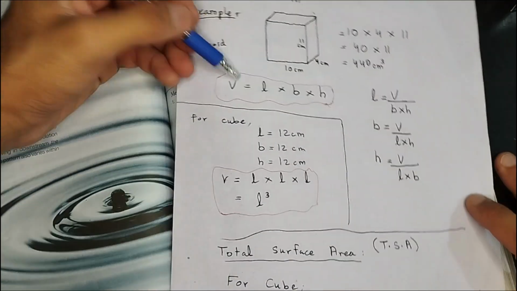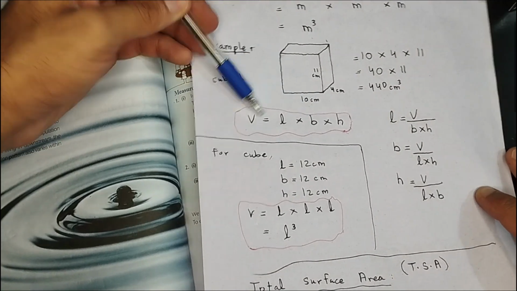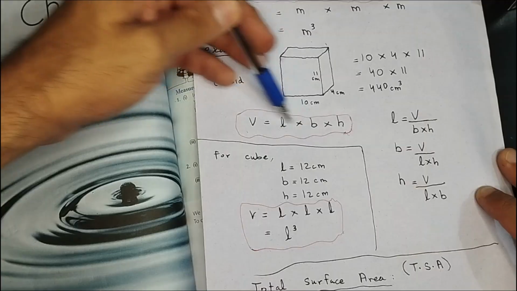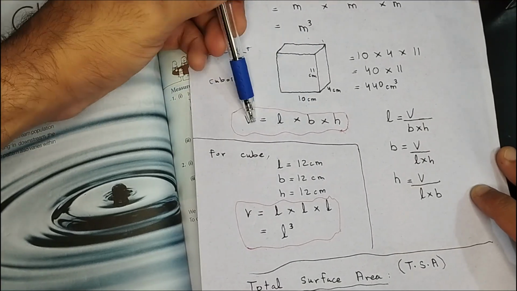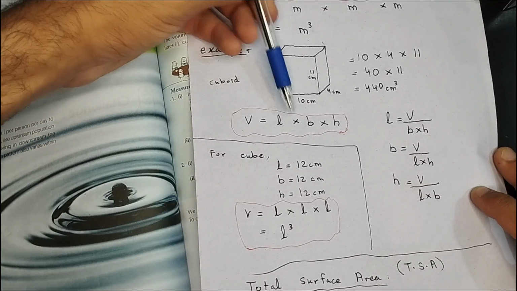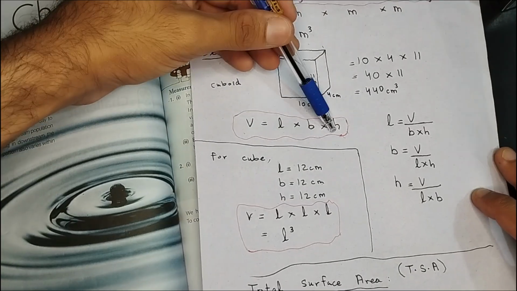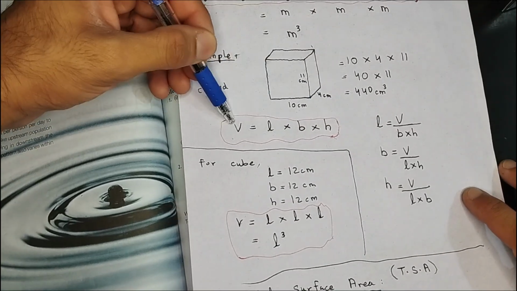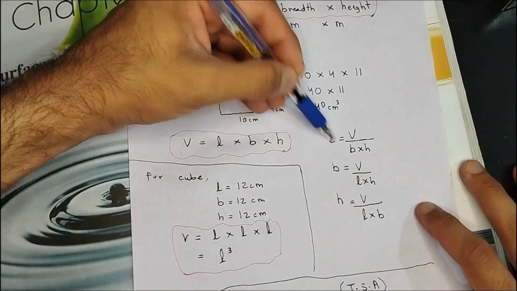Basically, what I want to say is that in the formula of volume, we have 4 variables here, right? If 3 of them are given, I can find the fourth one. For example, if length, breadth and height are given to me, I can find volume by multiplying them. If volume, breadth and height are given to me, I can find the length by using this, okay?